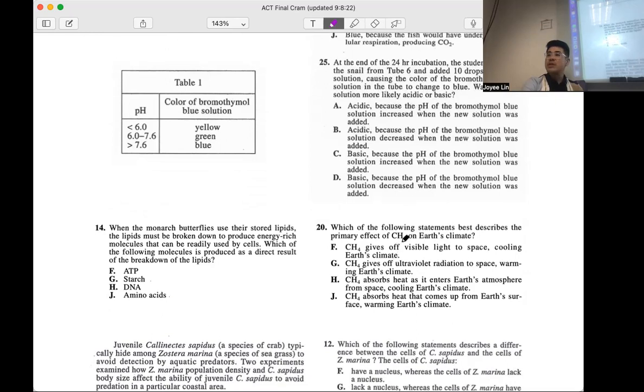Anybody remember what CH4 is? Methane. And then does methane cool Earth's climate or warm Earth's climate? Warm, right? Cow farts warm the atmosphere.